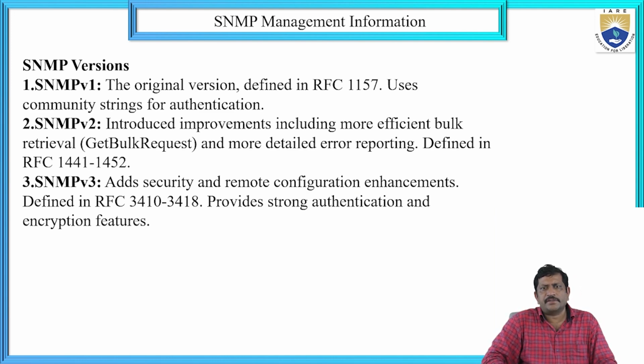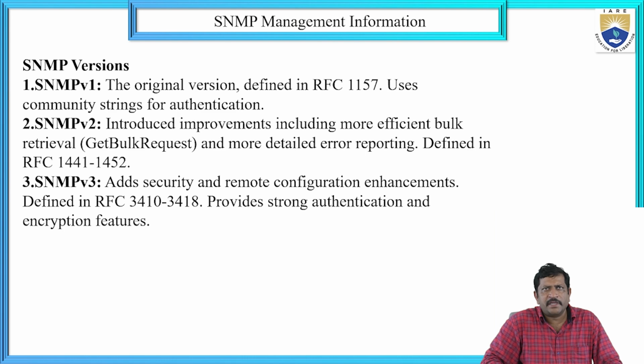of versions. The versions we generally utilize are the original SNMP V1, SNMP V2, and SNMP V3. SNMP V1 is the first version of SNMP. This is the original version, defined in RFC (Request for Comments) 1157, which uses community strings for authentication.